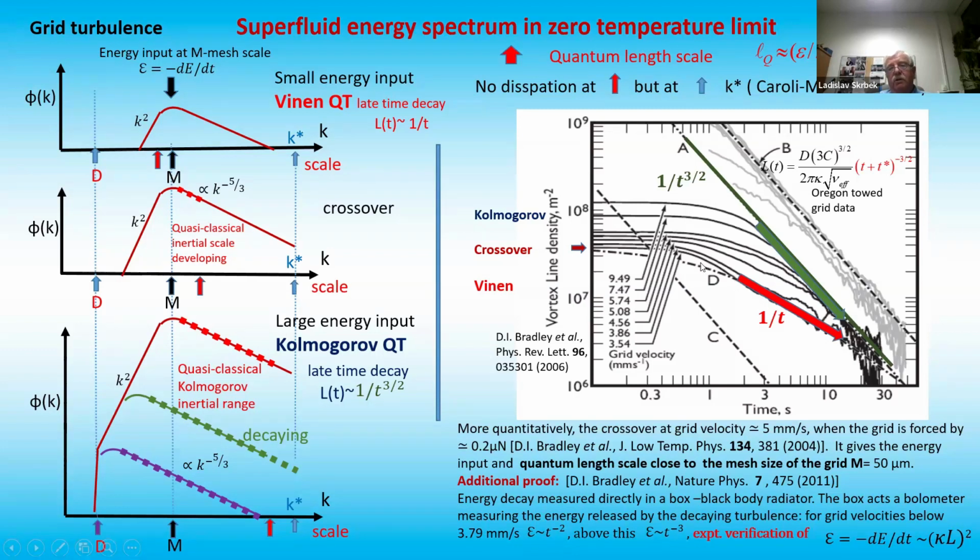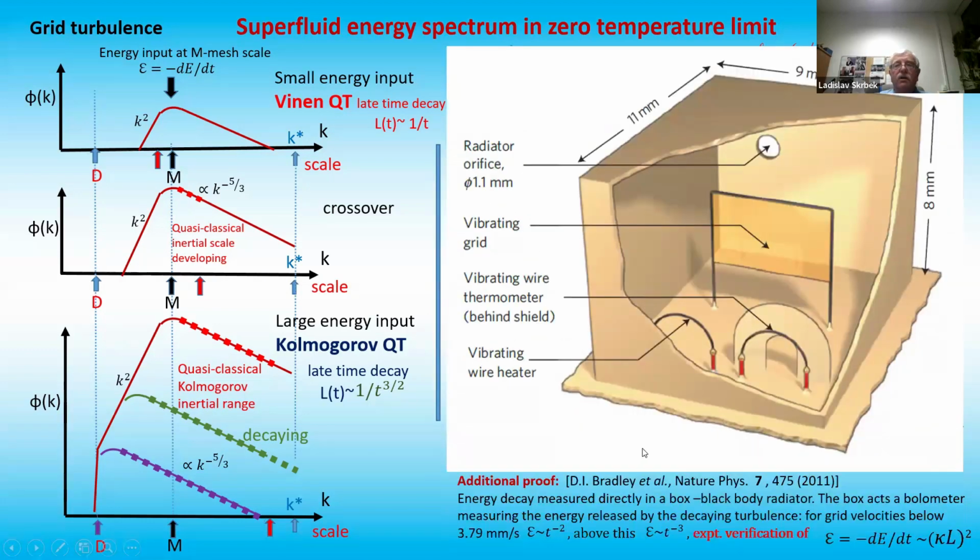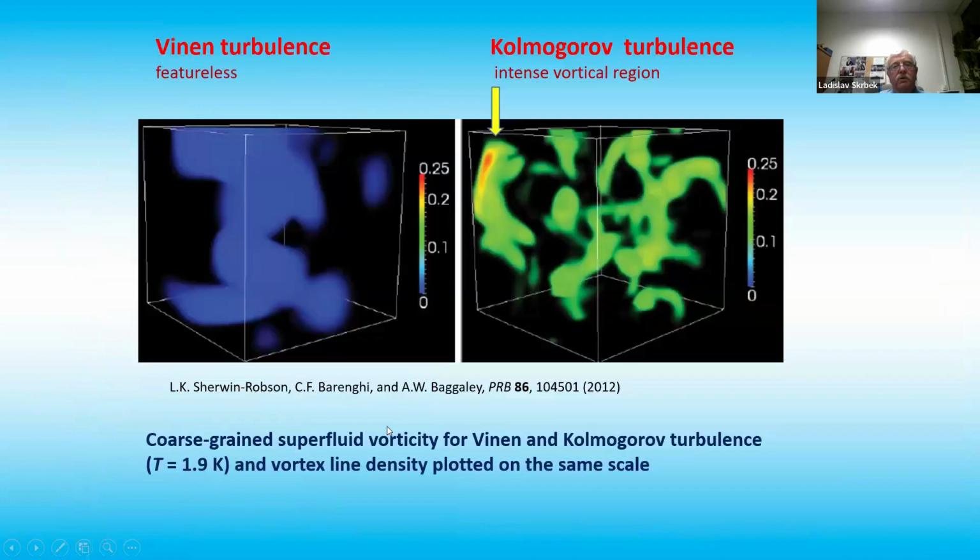So if you drive the quantum turbulence gently, you have the decay which is consistent with 1/t, but then there is a crossover, and instead of Vinen turbulence you have Kolmogorov turbulence, and the decay goes as t to the minus 3/2. And if you do a little bit of maths and look more closely, everything works. And there is additional proof, because the Lancaster experiment was able to measure not only the vortex line density, but also the energy. And as I said before, the energy decay changes from t to the minus 3/2 to t to the minus 2. And it has also been seen in this zero temperature limit.